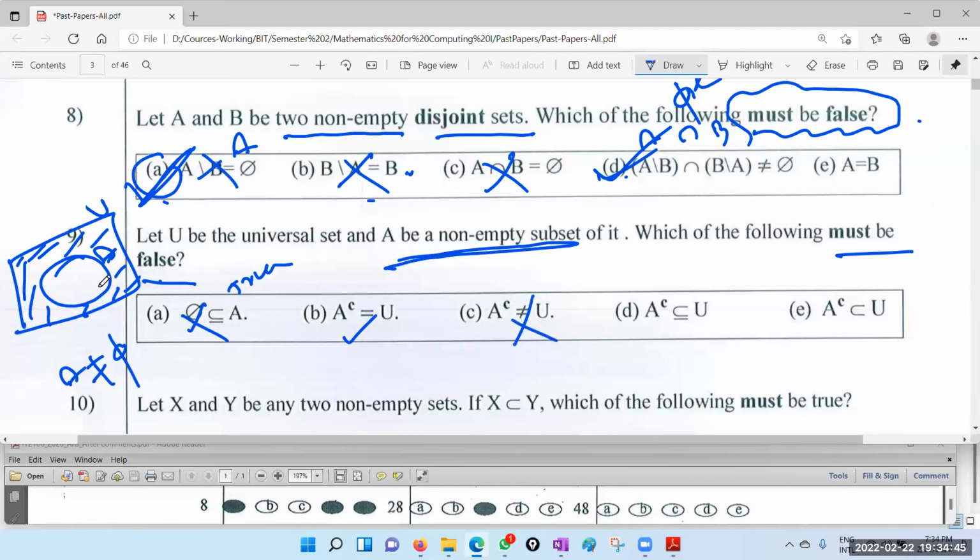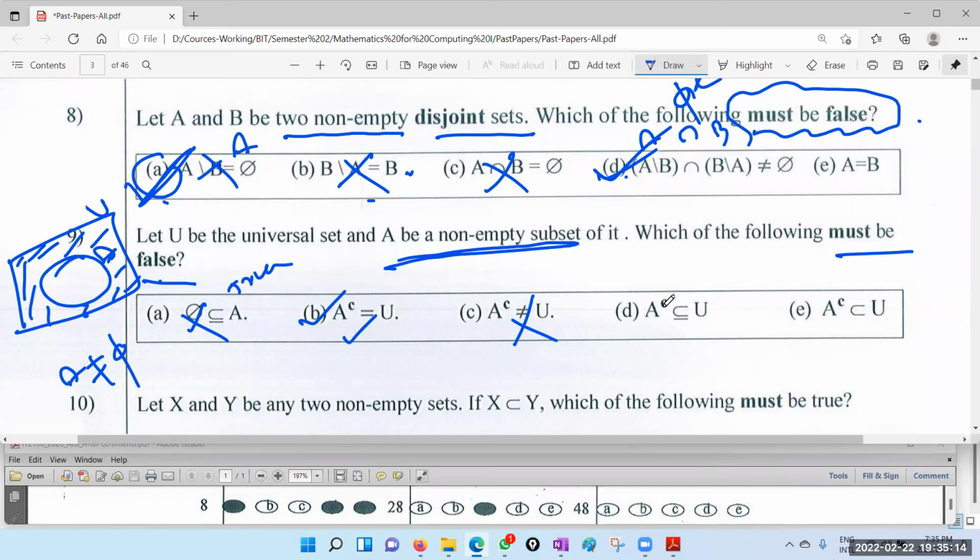A complement is U. Must be false. A complement must be something less than U, right? So therefore this must be false. So we take this as the answer. This is the answer.